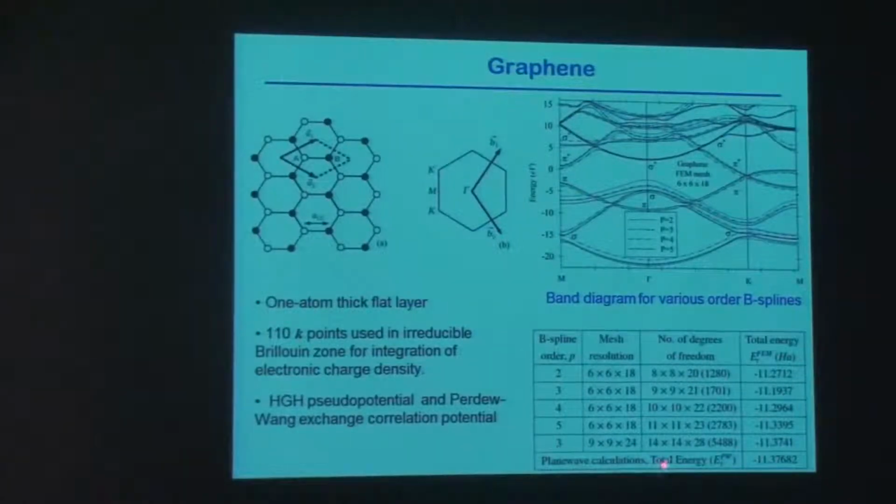So for plane wave calculations, the total energy of the system is shown here. If we keep the mesh resolution the same and order elevate the polynomial, using B-splines and order elevating from 2 to 3 to 4 to 5, we converge from 11.27 to 11.33, which is close to 11.37 of the plane wave calculation. Or if we keep the mesh the same and increase the order of the polynomial between 3 and 5, we again get convergence.